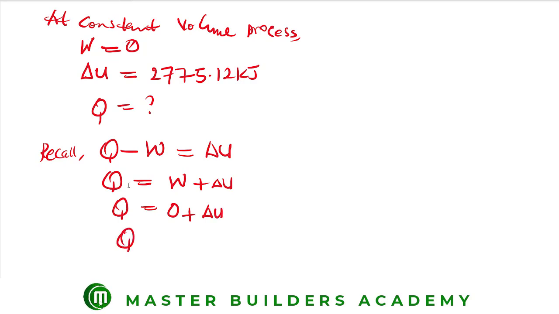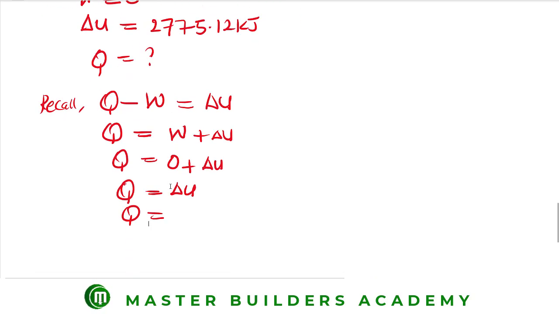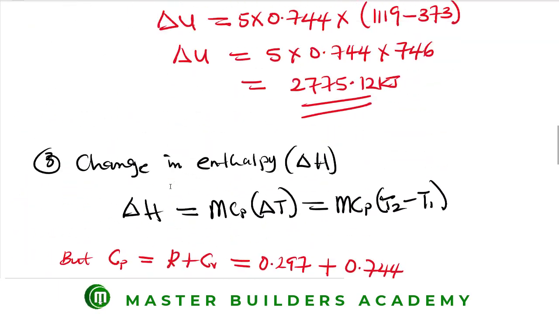Therefore, Q is equal to the change in internal energy. So what does this have to tell us now? It is very clear to us that anytime work is 0, the heat transfer is the same thing as the change in internal energy. I hope you understand it. So the value we have for that is 2775.12 kilojoules. So we have successfully obtained the heat flow for this particular system.